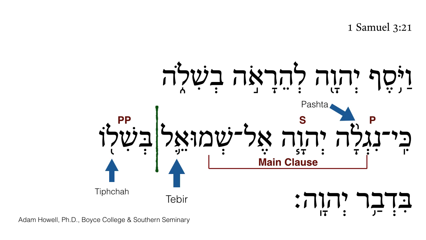So in the Saluk segment, we would get the full translation like this: For the Lord was revealed to Samuel, there's our main clause, at Shiloh by the word of the Lord. So that's going to wrap it up for today's Daily Dose of Hebrew, and that will also wrap up our study of the accents in 1 Samuel 3.